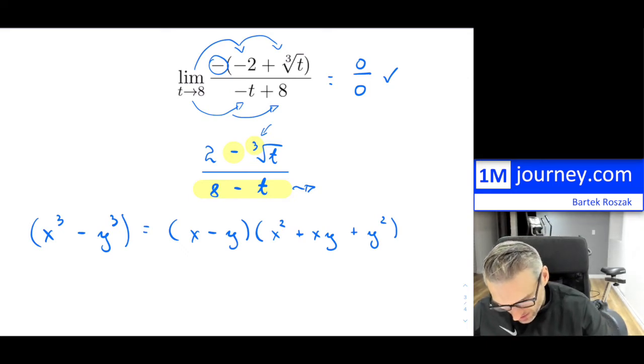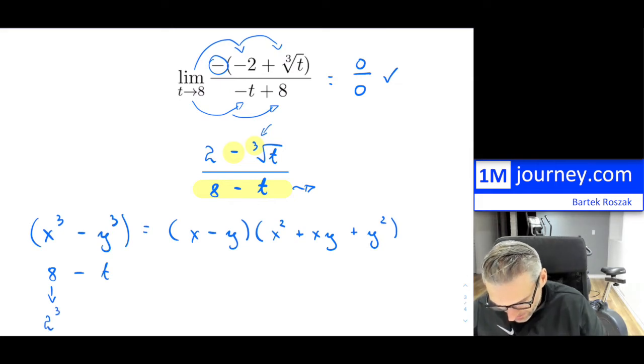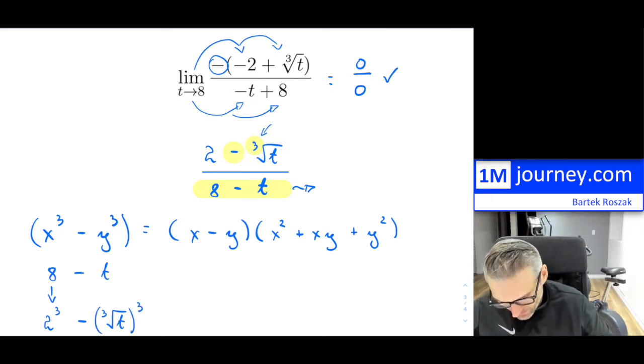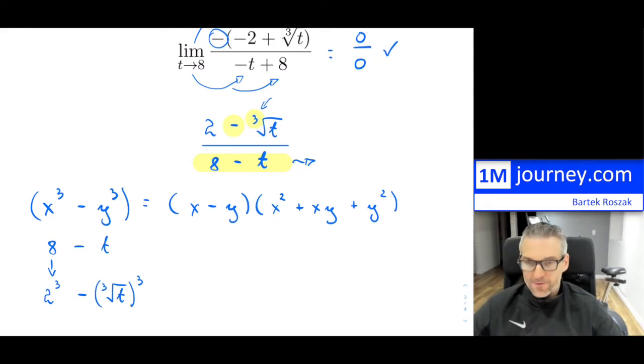Now, why am I using this? Because notice I can change 8 minus t. I can take this 8 and call it 2 cubed, right? And then I can do this where my t, if someone shows you this, it will make sense to you. If I do that, that's still t, right? The third root.